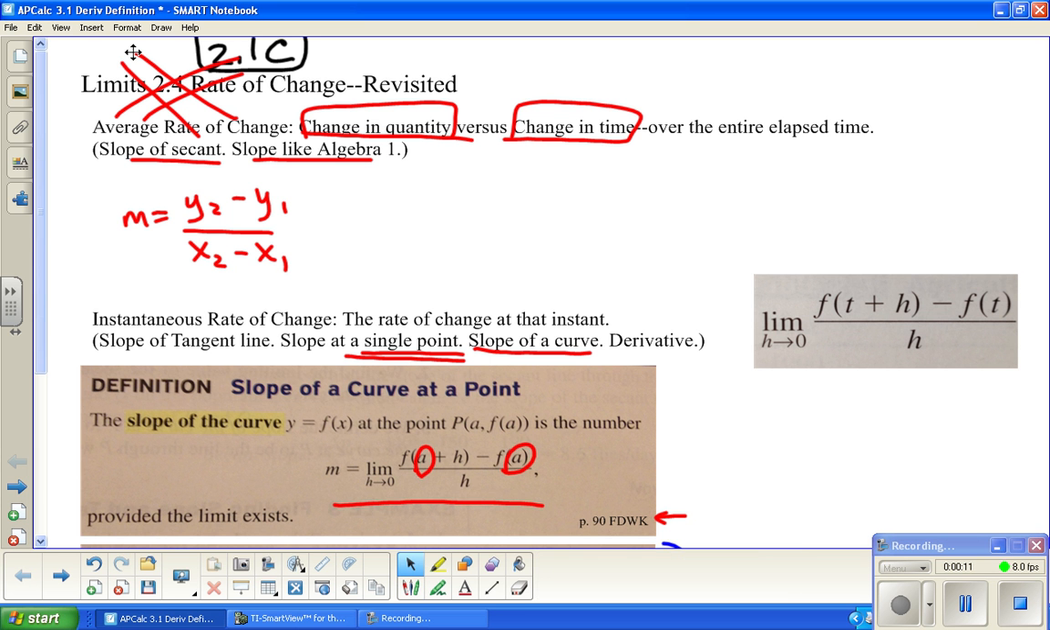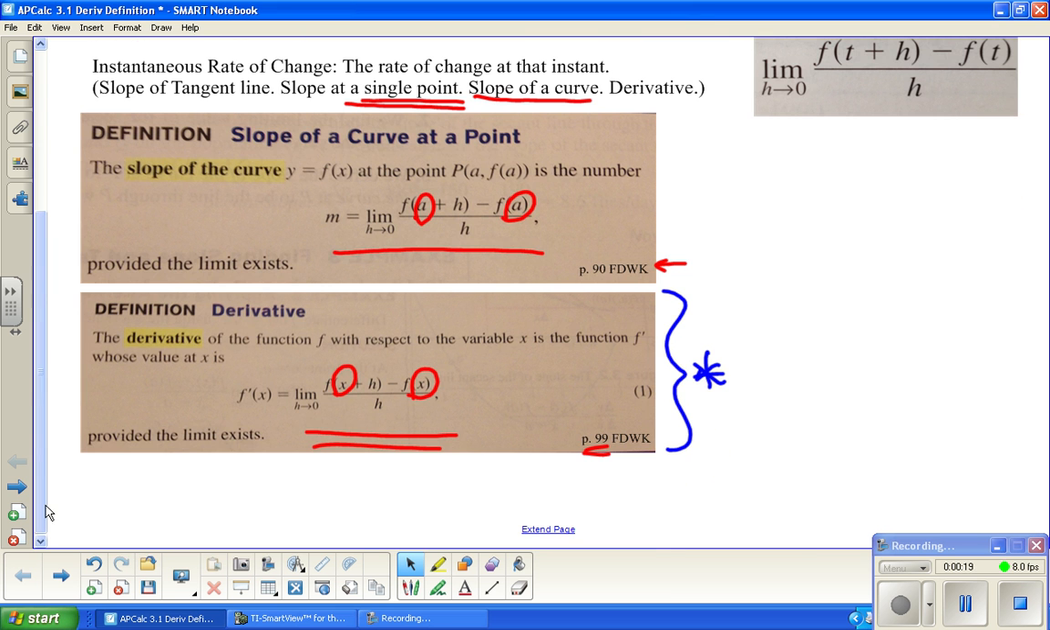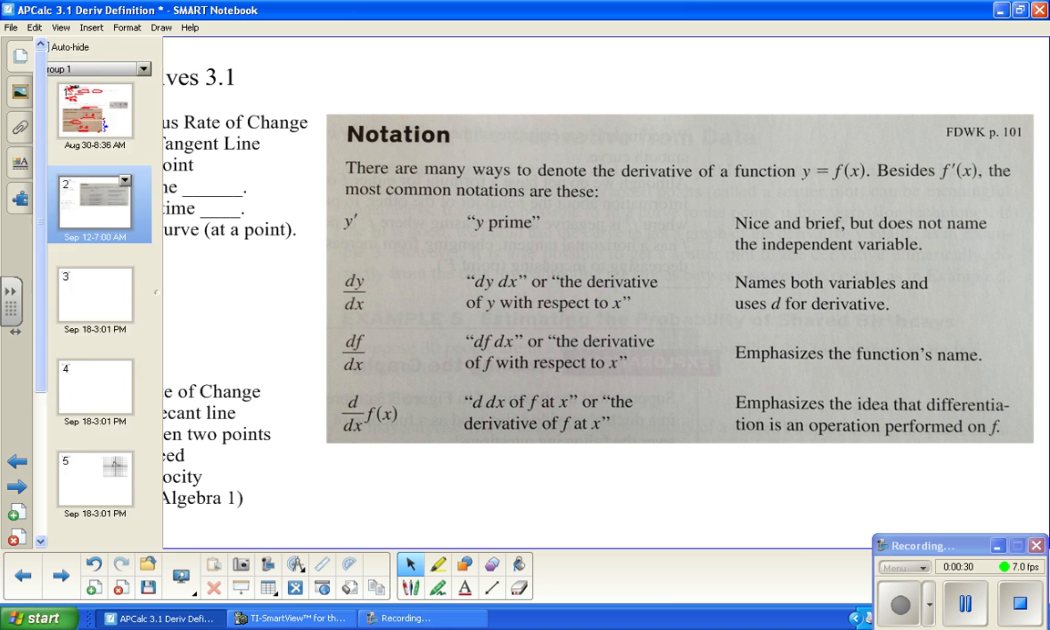We are actually starting Chapter 3, so you can disregard that. The reason that's there is Chapter 3 is all about derivative, and another great word for derivative would be instantaneous rate of change, slope of a curve at a point, etc. So I just want to draw your attention to this.